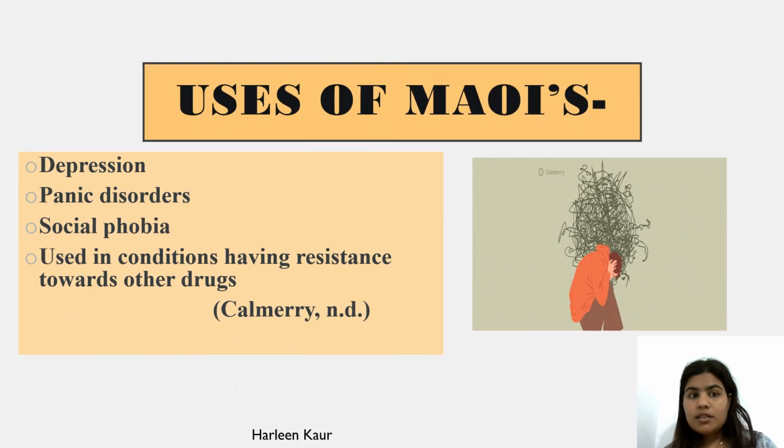Next are the uses. It's used in depression, in panic disorders, when patients come with social phobia and similar conditions, and in conditions with resistance to other drugs. As I already clarified, this drug is not the first choice because of certain adverse and side effects that include hypertensive crisis and serotonin syndrome.